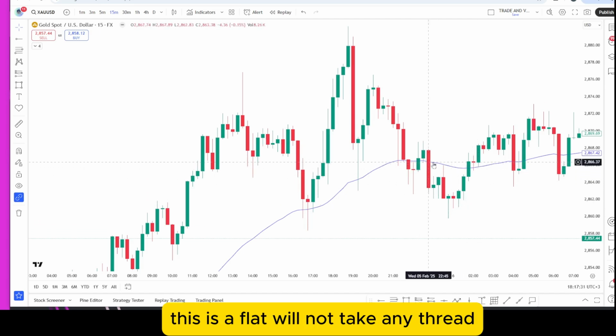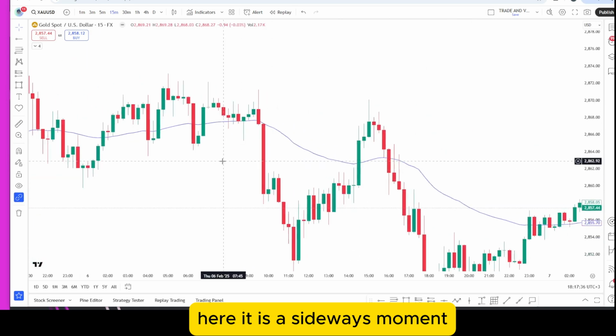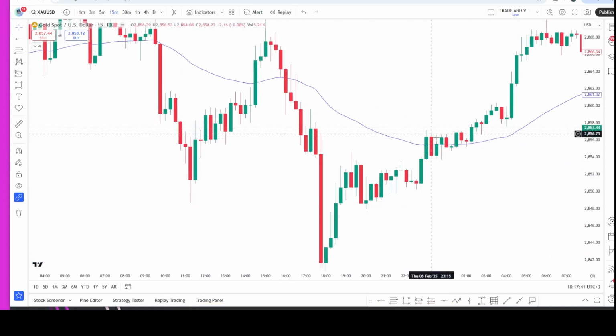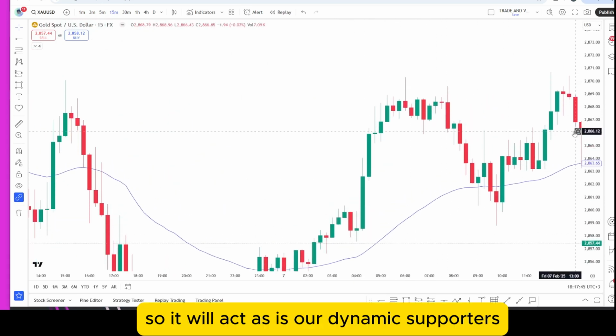Then again, this is flat. We will not take any trade here. This is a sideways movement. See, break, retest happened, going down, break, retest. So it will act as a dynamic support and resistance.